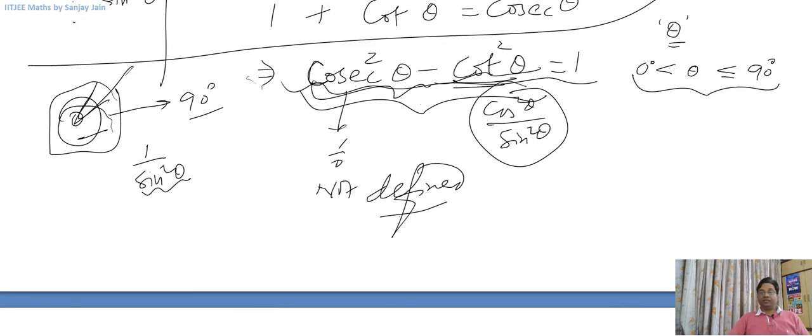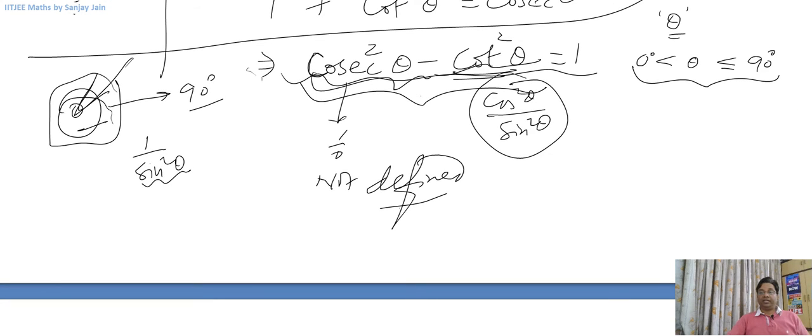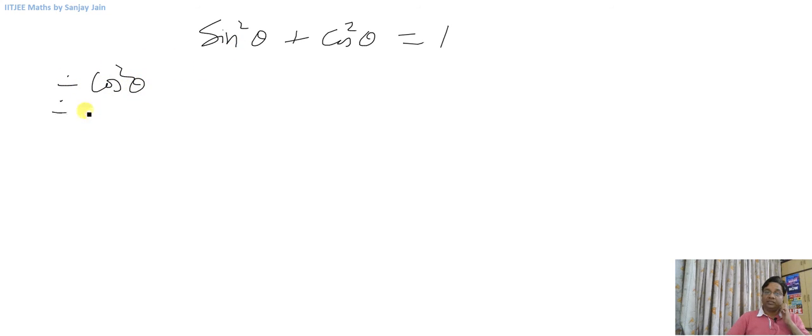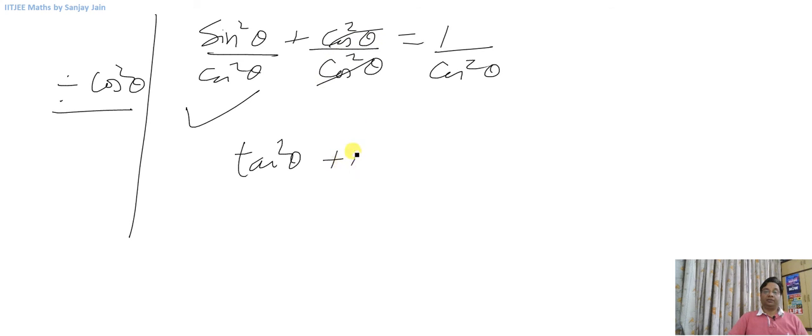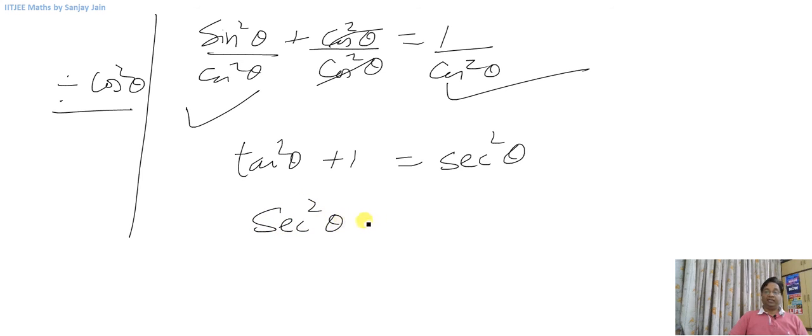All right, I hope you have understood this identity, which we got by dividing the first identity, that is sine square theta plus cos square theta, by sine square theta. Now let us divide this identity by cos square theta and see what we get. So the first term will become sine square theta by cos square theta, this will become cos square theta by cos square theta, and this will become like this. So what have we got here? Here I'll have tan square theta, this will become 1, and on the right hand side I've got secant square theta. So the identity that I get is secant square theta minus tan square theta is equal to 1.